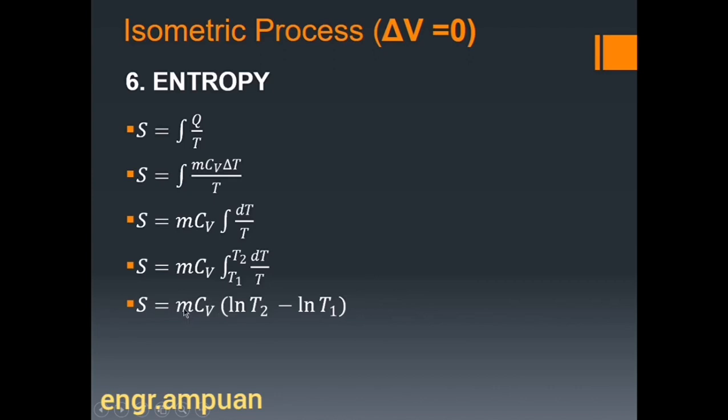Mass times the specific heat at constant volume, open parenthesis, ln T sub 2 minus ln T sub 1, and then applying the logarithmic properties, we can have this equation. So this is where it came from. Our equation for the entropy is equal to mass times C sub V, or specific heat at constant volume, ln T sub 2 over T sub 1. So this is the equation for the entropy.